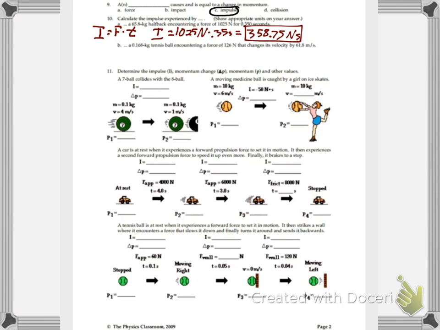So now we have a tennis ball encountering a force that changes its velocity by a certain value. So remember, our impulse is also the same as your change in momentum. So here, we're given a mass of 0.168 kilograms and a change in velocity of 61.8 meters per second. So this impulse, when we plug this into your handy dandy calculator, you're going to get 10.4 kilogram meters per second.